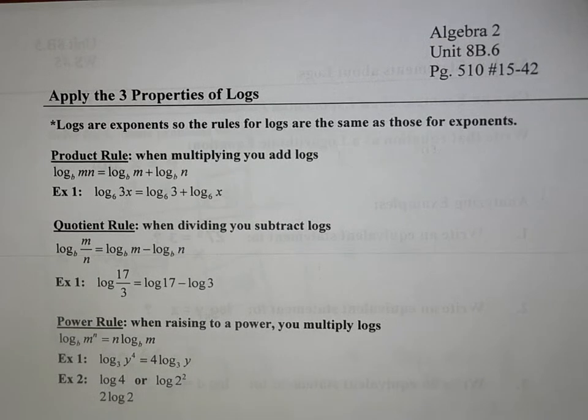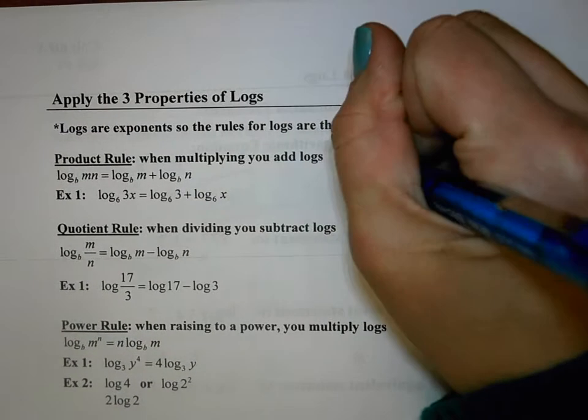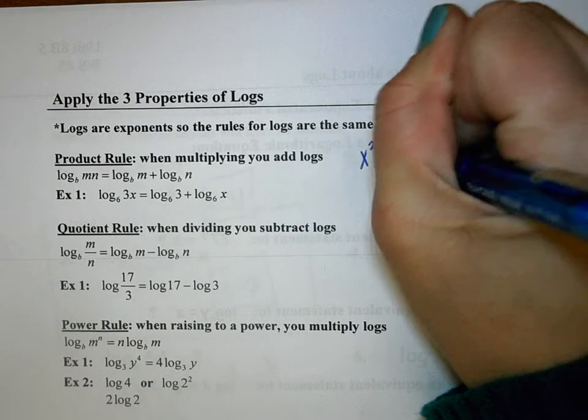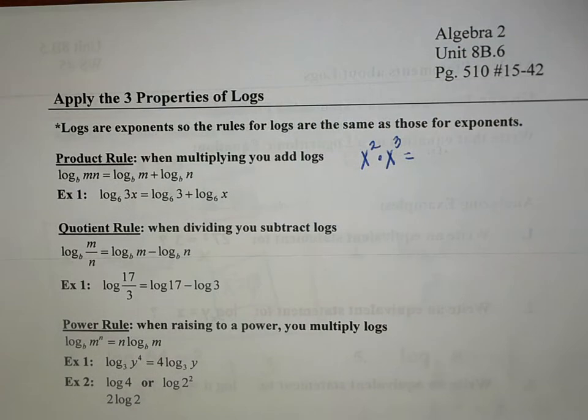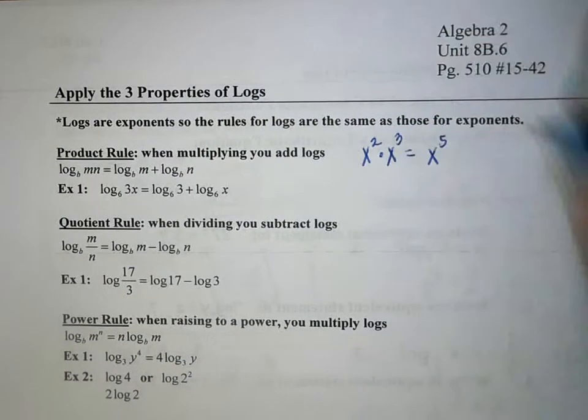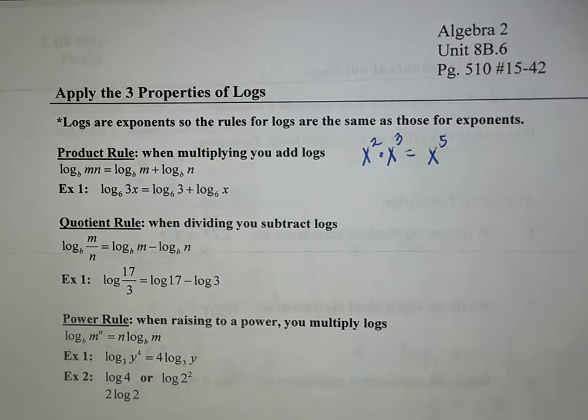Today we're doing 8b.6, apply the three properties of logs. Okay, so logs are exponents, so the rules for logs are similar to the rules for exponents. So for instance, if you had two exponents, x squared times x to the third power, with exponents you would end up adding those, and you would end up with x to the fifth power. So the same goes with logs.